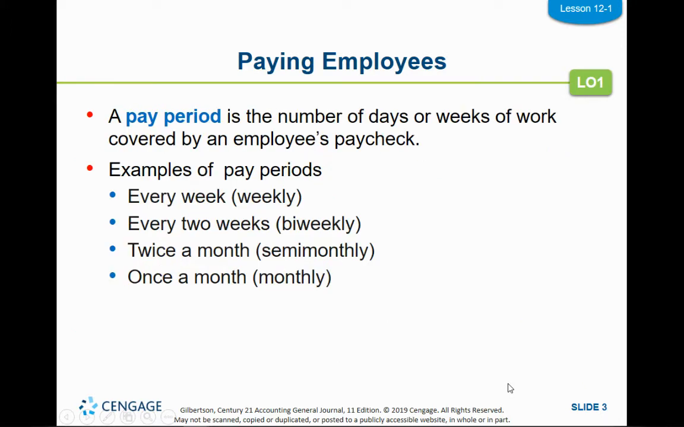A pay period is the number of days or weeks that you work. It's basically what you're getting paid for. So some people get paid weekly, some people get paid every 2 weeks, which is called biweekly. Some people get paid twice a month. A lot of times, if you get paid twice a month, which is called semi-monthly, that's going to be on the 1st and the 15th, or the 15th and 30th. And then some people get paid once a month.